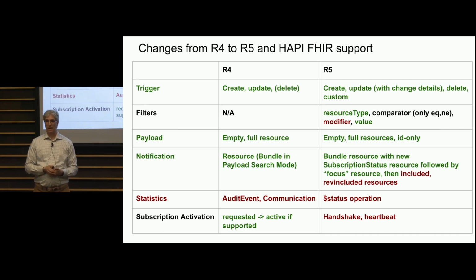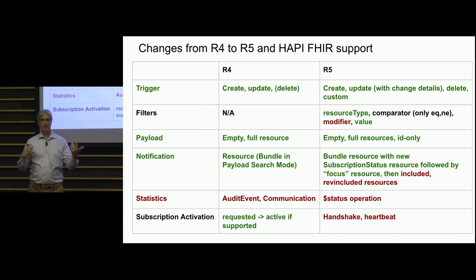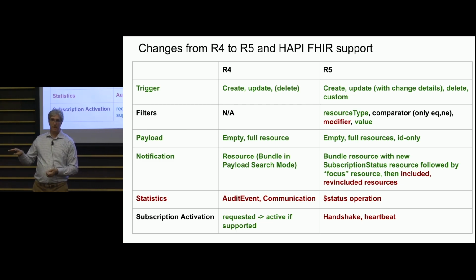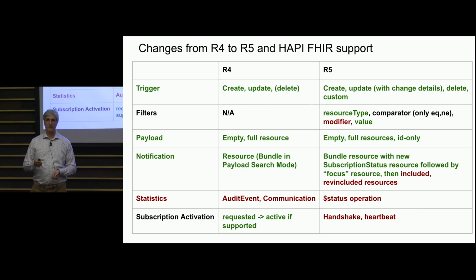So the process for that in R4 is simply whether the server is configured to support that type of subscription. In HAPI FHIR, there's literally Boolean flags. You say, yes, we support WebSockets, yes, we support REST hook, and so it just either activates it or doesn't activate it based on the configuration. R5 has a more complex process that involves handshakes with the client and server. For activating subscriptions, we have not implemented that. So our R5 subscriptions today basically follow the same process as R4.